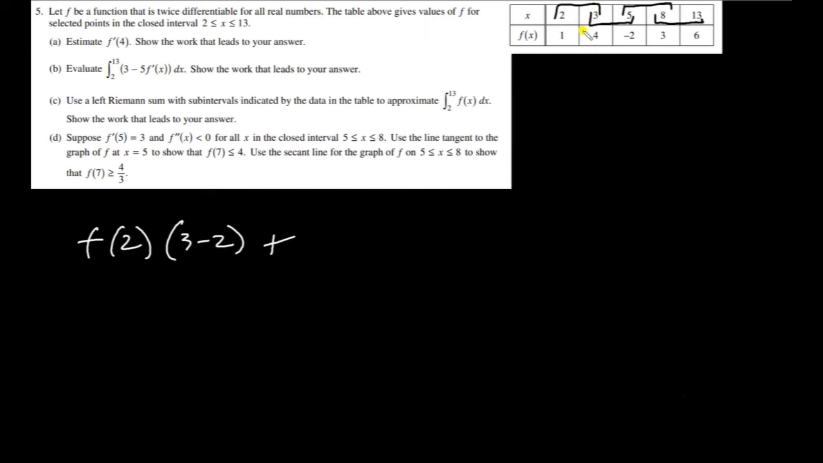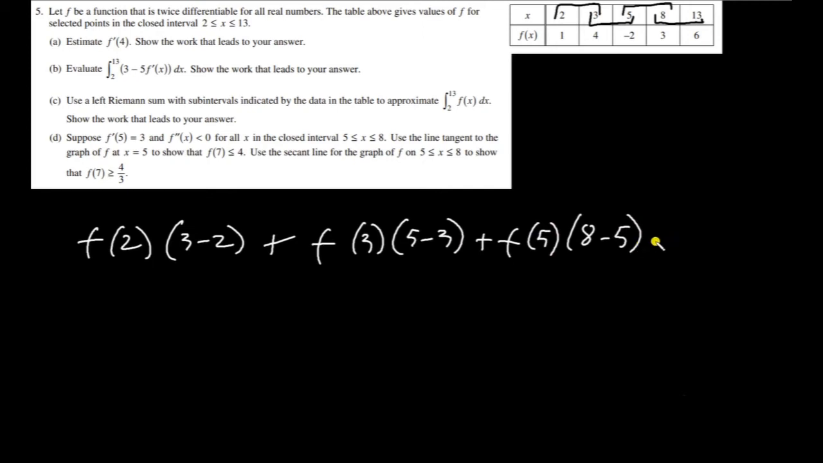The second subinterval is between 3 and 5, alright? We'll take the left data point, that's 3, and then we'll subtract these two. 5 minus 3. Next is between 5 and 8. We'll take f of the left, okay, and then subtract. I think you can see where this is going. The final subinterval is between 8 and 13, so we'll take f of the left one, and then subtract.